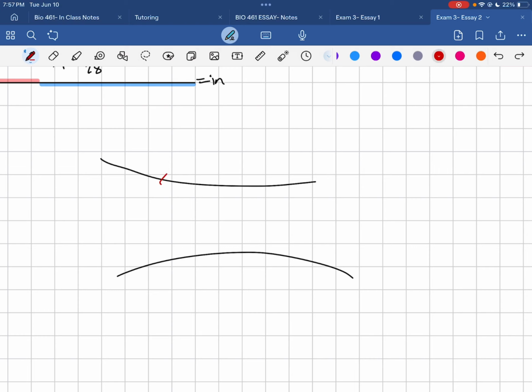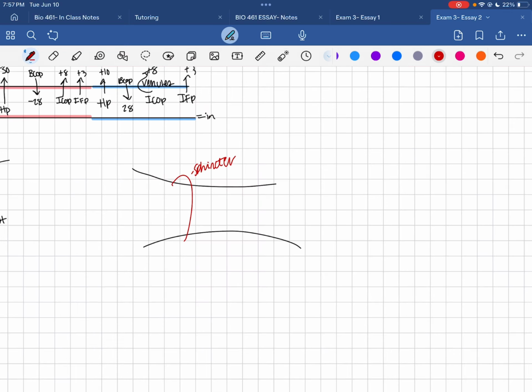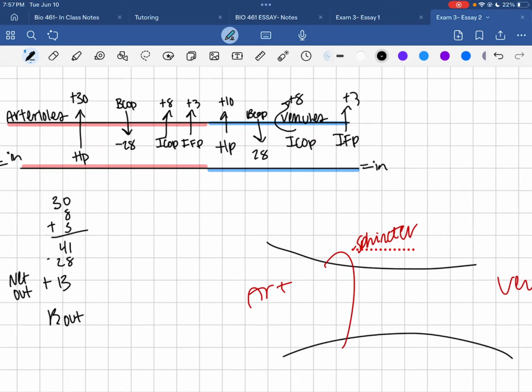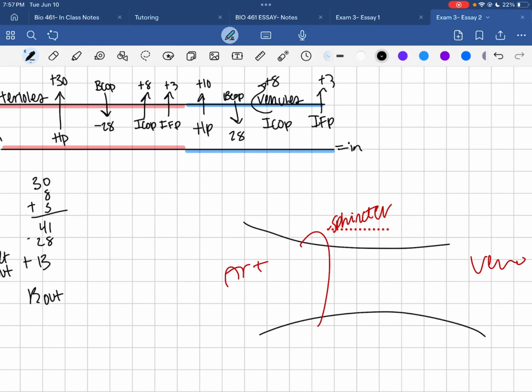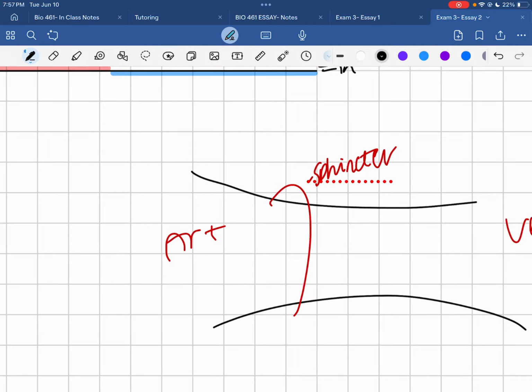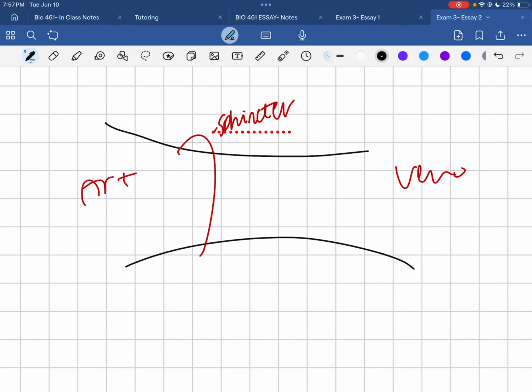So I'm going to draw another little graph, kind of like the capillaries, but right here, this would basically be our sphincter. And again, we would have the arterial ends and then the venule ends. So, blood colloid osmotic pressure is the pressure in the capillaries caused by the concentration of plasma proteins. It's caused by the plasma protein.